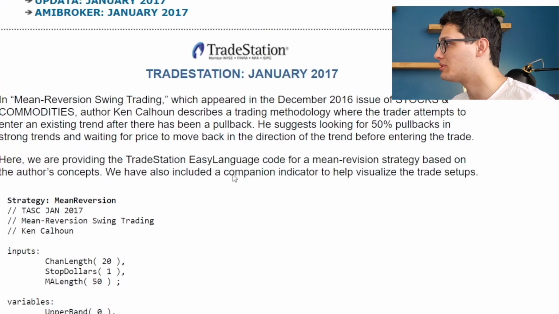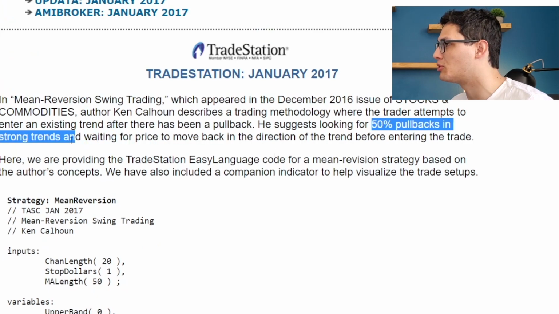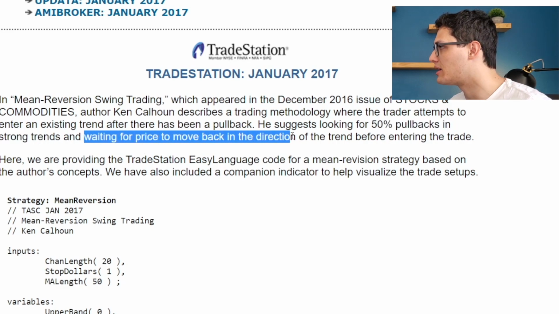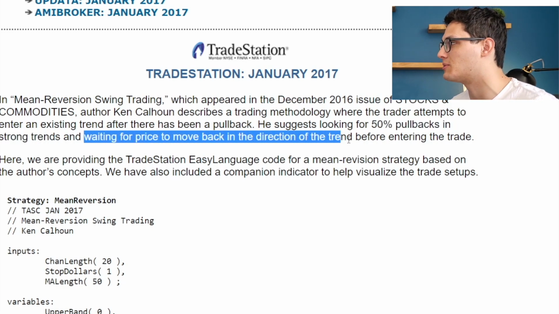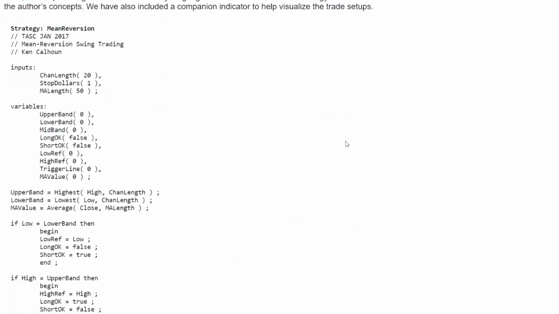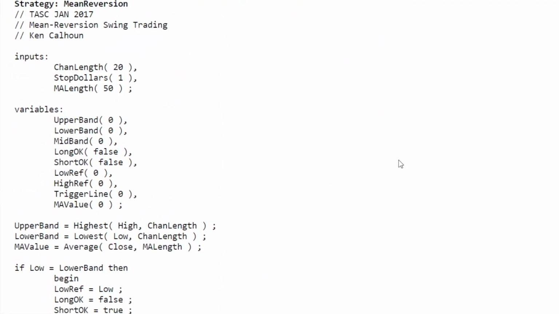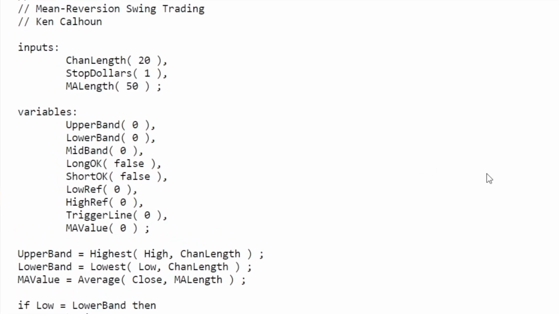This seems pretty simple. All he's doing is looking for 50% pullbacks in strong trends, pretty vague on what that means. And then once the price starts to go back in the direction that the trend was in before, you enter the trade. At this point, I really had no idea what this strategy actually meant. I spent a little while trying to read it before saying, screw it. Let's just run it and see what happens.